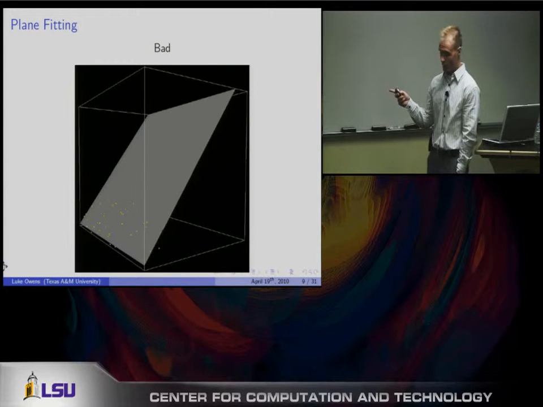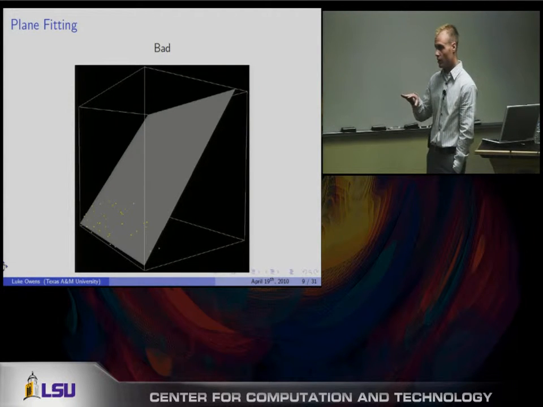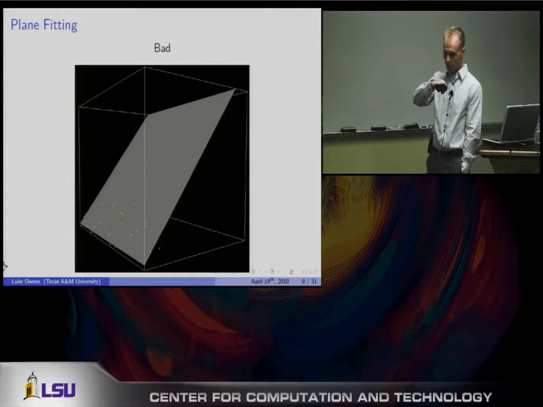This situation here is not that uncommon. Look at the building, for example. So you have the roof of the building, a nice plane.